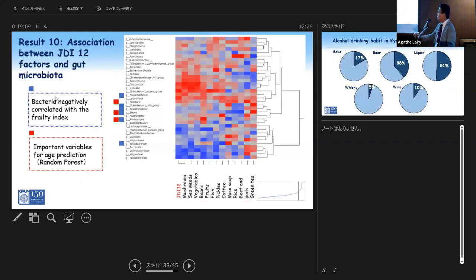But food is most important. These are the JDI index foods. That means the important variables for age predictions. The blue range is short-chain fatty acid bacteria. Okay, this range, that spot is a significant correlation. This range means beans. For us, for Japanese persons, beans are very important to inhibit the frailty index. I also do not take pork or beef; red meat is also important for us.